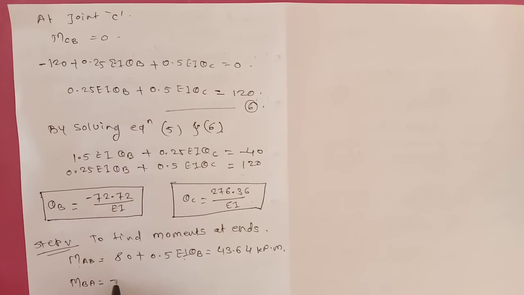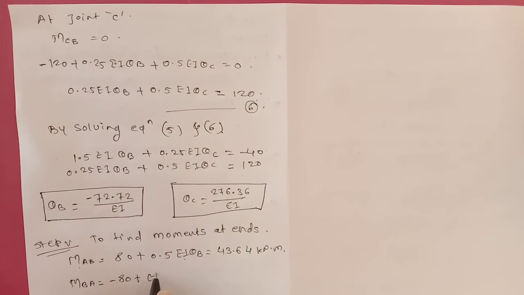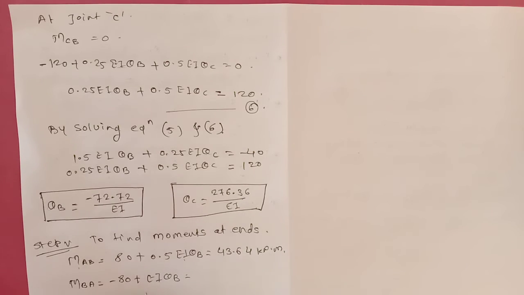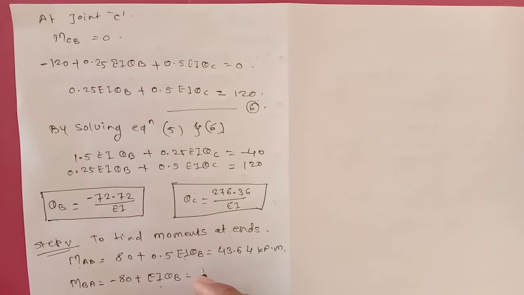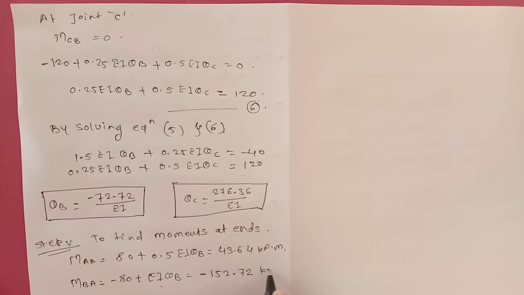Then next, the second equation for member BA. The equation is minus 80 plus EI theta B. Same here, put this theta B value in here, and then we get the value of the end moment at member BA. So the value is minus 152.72 kilonewton meter.